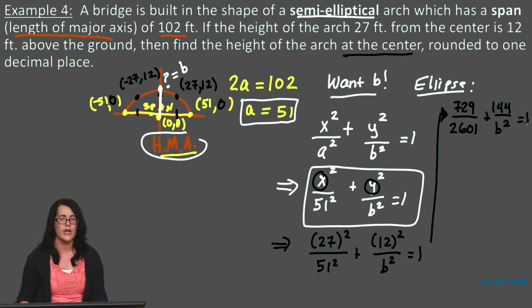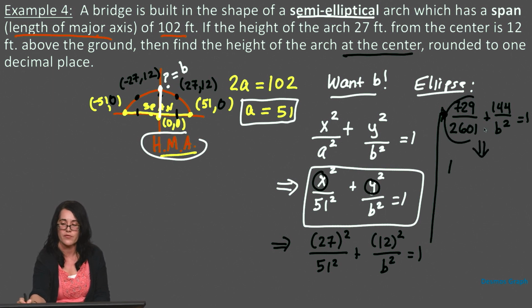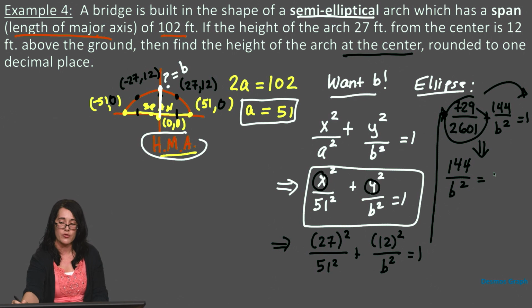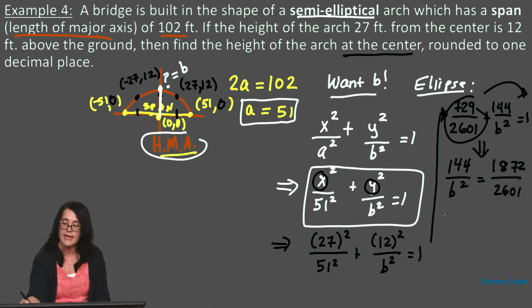So how do you go about solving an equation which has fractions? A few options, right? You could either clear the fractions by multiplying all 3 terms by 2601b squared, your LCD. My preference is to move the fraction 729 over 2601 to the other side by subtracting it and then cross multiply. But you can use any of those methods. So if you had done the method I like, I subtract this fraction from both sides. I would get 144 over b squared. Then I would get 1 minus this fraction. The new numerator you get when you take 2601 minus 729 is 1872 over 2601. That was just subtraction. Then I can cross multiply, and you'll get 1872 next to b squared. You'll get 144 next to 2601.